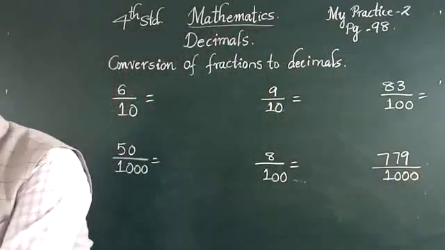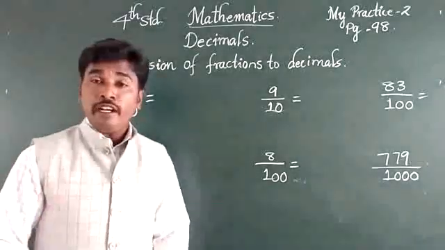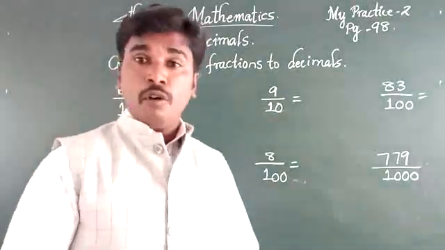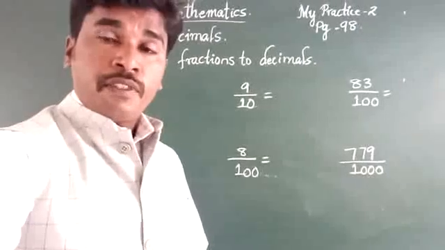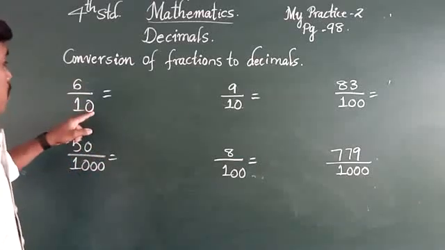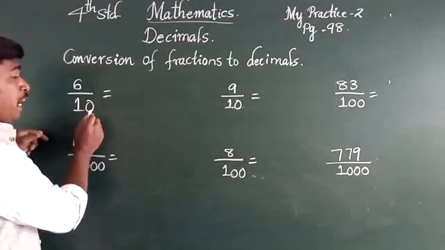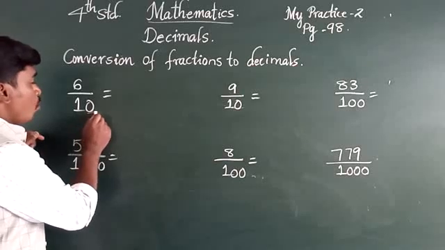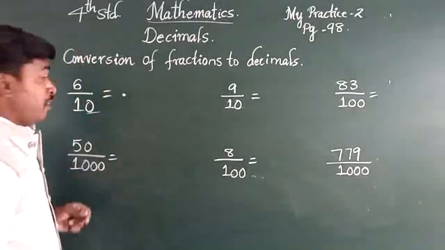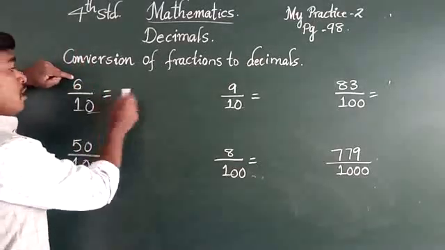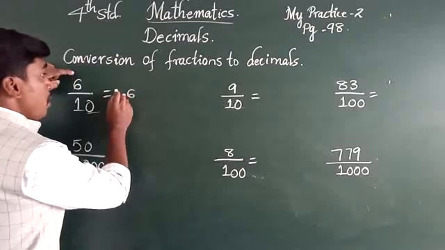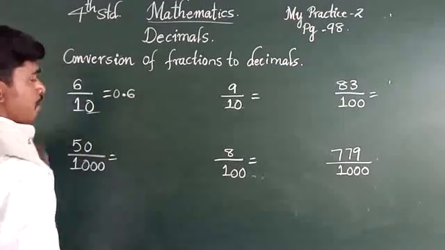Okay. So observe, dear children, these are very important as well as very simple. Once you keep it in your mind, you will not forget. So in the first one, what is the first question? It is 6 by 10. In the denominator, how many zeros are there here? Only 1 zero. That means decimal point after 1 digit will come. What is in the numerator? It is 6 only. Decimal point after one digit will come, that is 6 only. Here you write 0, 0.6.